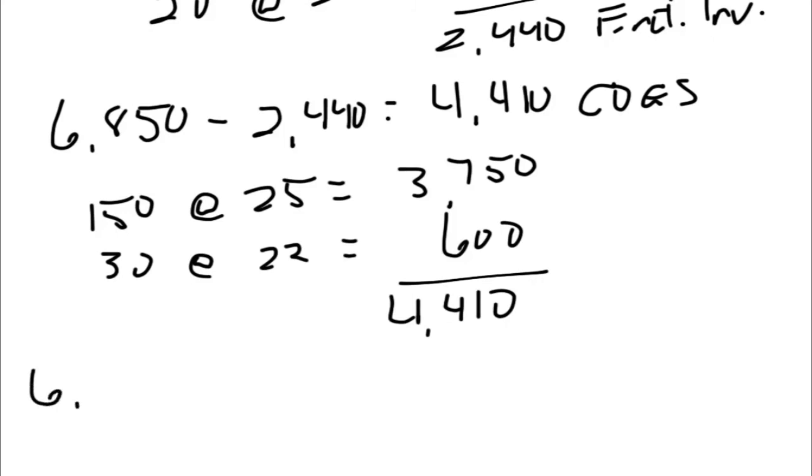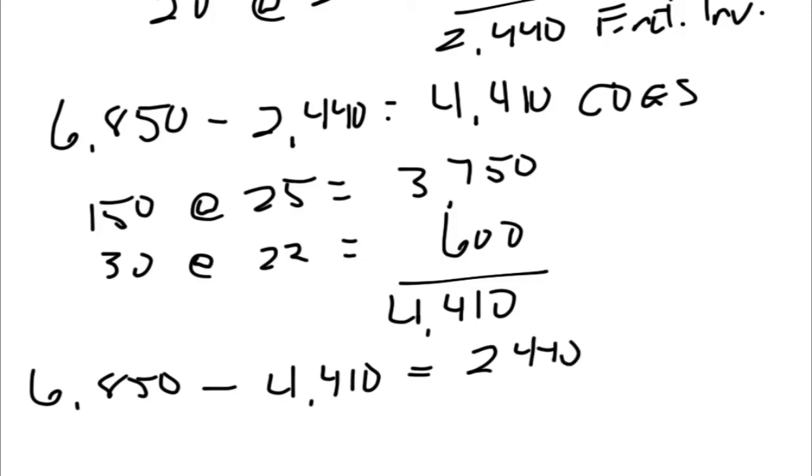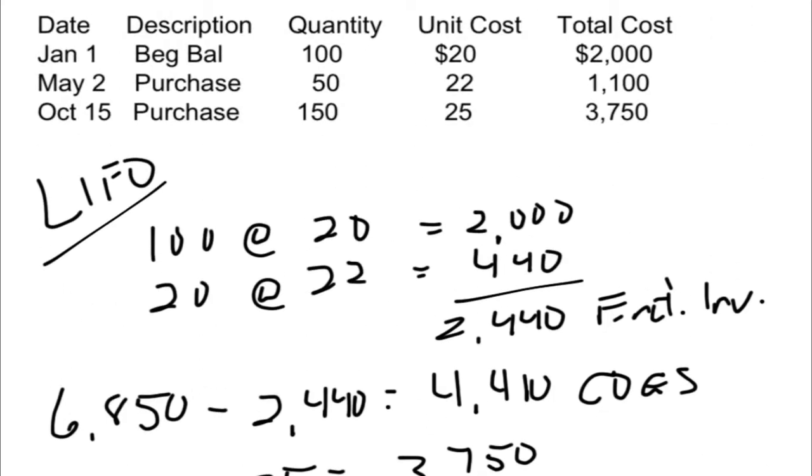Again, you can double check your inventory too. If you had $6,850 available for sale and you know you sold $4,410, that was cost of goods sold, then you should be able to find out that $2,440 should be the ending inventory. And if you look up above, that's what we calculated for ending inventory. So there's several ways to check this and to calculate it. Okay, this is LIFO. Again, remember the name of it tells you the order in which it is sold. Right, we got one more to look at.